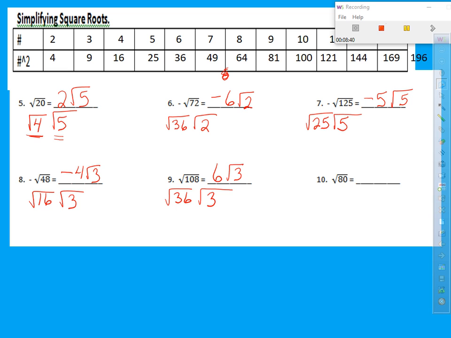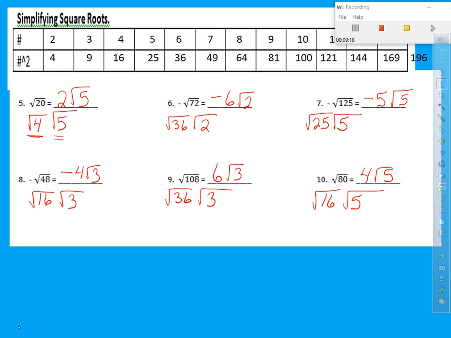Number 10, we're working with the number 80. So come up here. Let's try 80 divided by 49. Nope. 80 divided by 36. Nope. 80 divided by 25. Nope. 80 divided by 16, though, that works. Tells me that 16 times 5 is 80. The square root of 16 is 4 times the square root of 5.